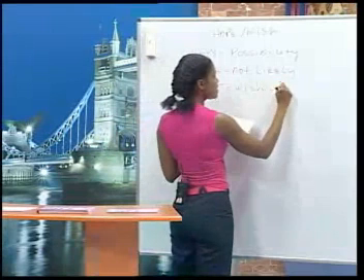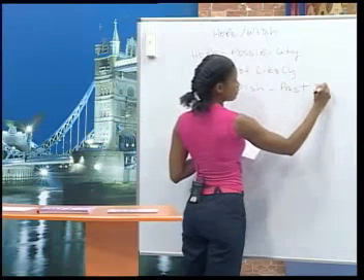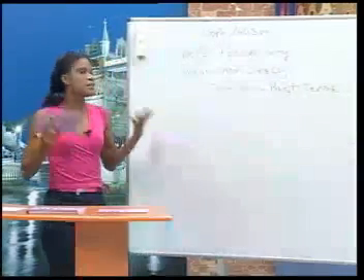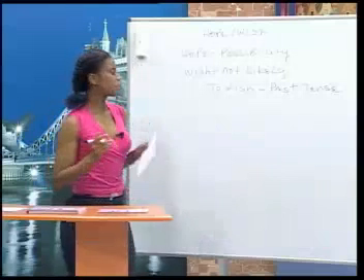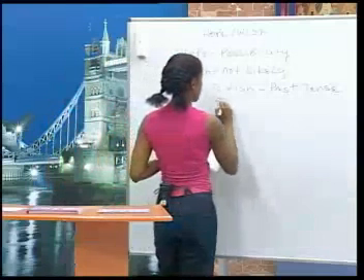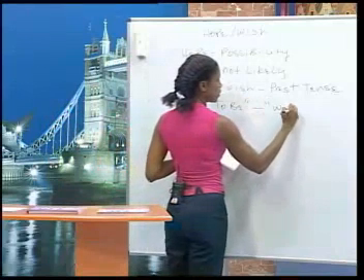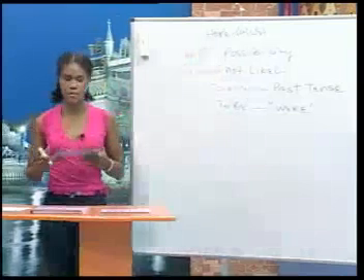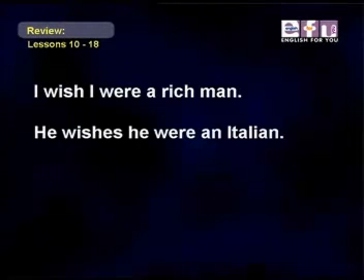Okay, when we use the verb to wish, we use the past tense of the verb following it. This is to show the difference between reality and non-reality or fantasy. Okay, when we use the verb to be after wish, it's always in the form of were, no matter the subject. For example, I wish I were a rich man. He wishes he were an Italian.